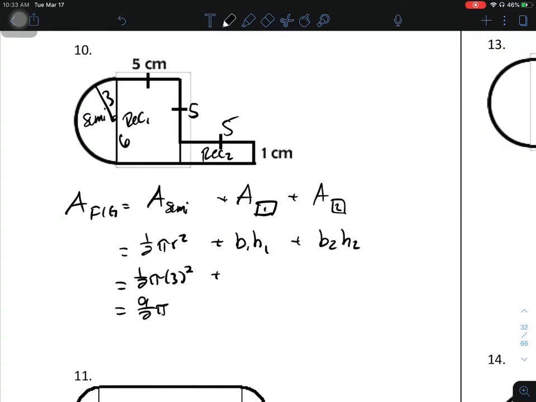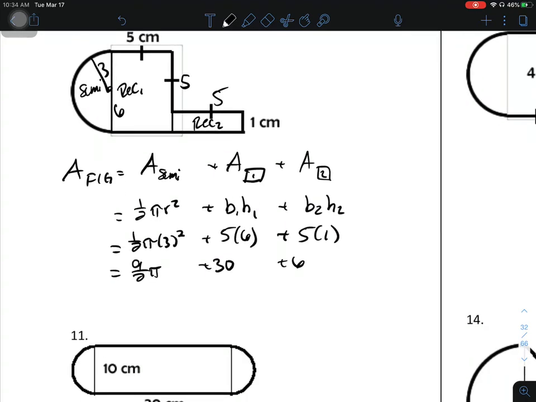For this rectangle here, we have dimensions of 5 and 6, which is 30. And then for this second rectangle, it's 5 by 1, which is 6. No, it isn't. 5 times 1 is not 6, it's 5, which makes the area 9/2 pi plus 35, and the units are square centimeters.